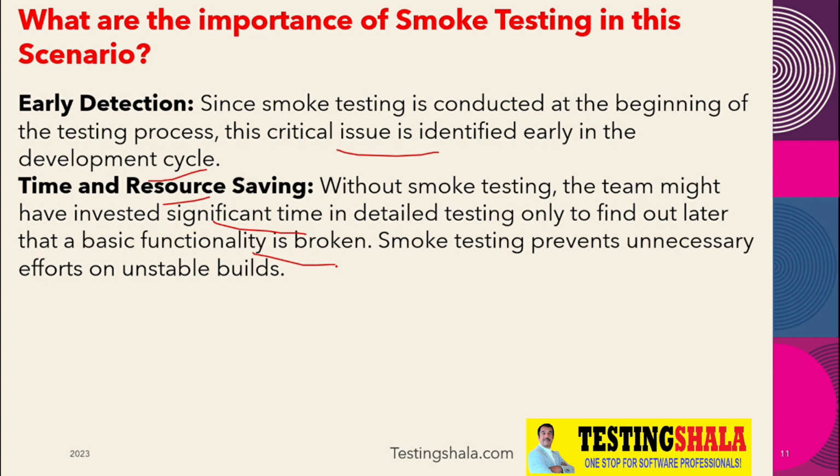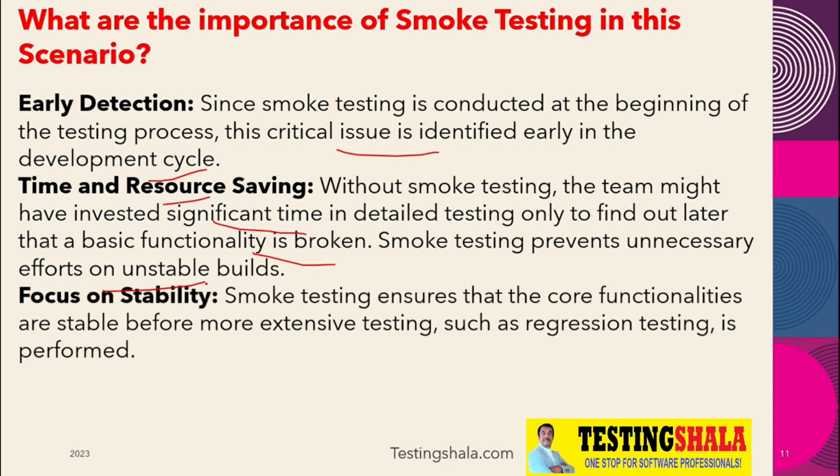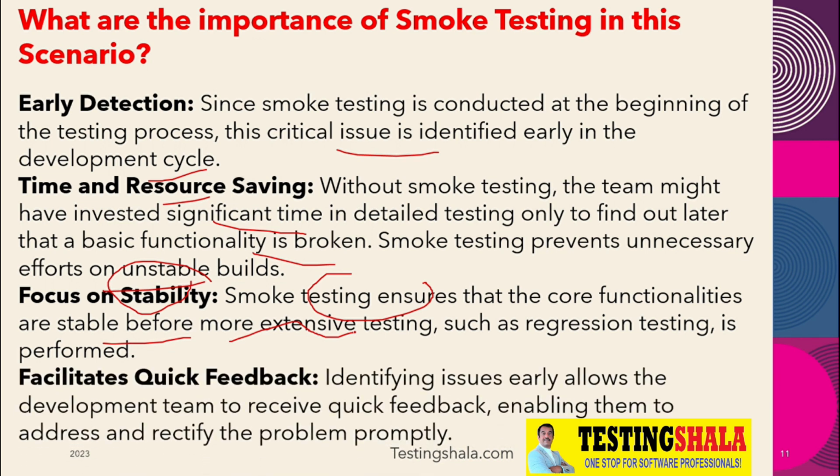The next one is focus on stability. Smoke testing ensures that the core functionalities are stable before making extensive testing such as regression or any other testing for that matter. And the next one is that it facilitates quick feedback, because as and when we encounter critical issues at the beginning of the testing itself, it saves a lot of additional testing effort which we would otherwise unnecessarily put in when finding critical issues.